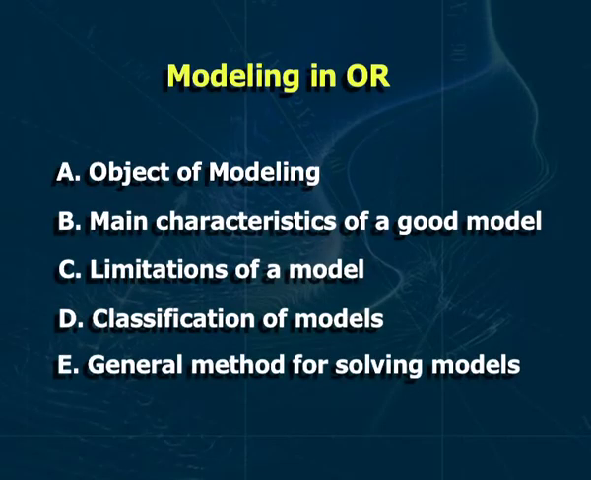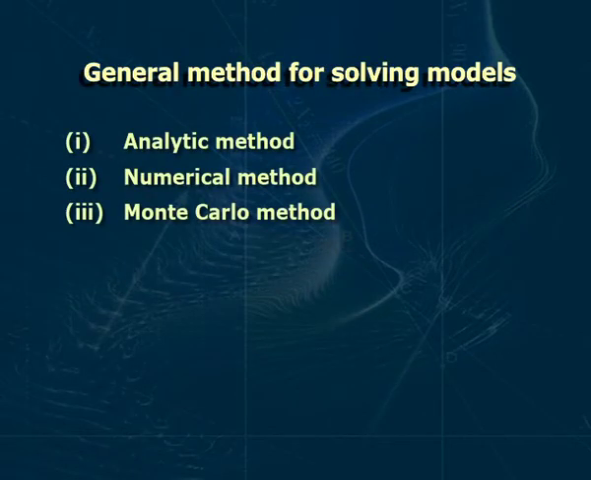E. General methods for solving models. Usually the following three types of methods are used to solve OR models. Number 1. Analytic method. The tools of classical mathematics like calculus, finite differences, etc. are used for solving OR models. Solutions of various inventory models are obtained by this method. This method is also known as the deductive method.